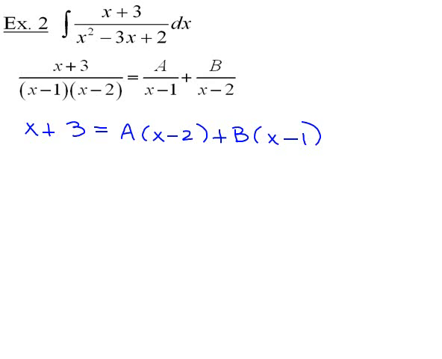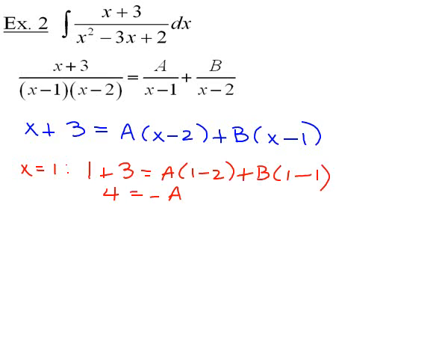From here, you may have seen two different methods of solving for the constants. One method is to simplify the right-hand side and gather the like terms together. Instead of this, I usually prefer to substitute numbers in place of the x's, hoping to eliminate one constant and solve for the other. For example, if I let x equal 1, I can see that the B will drop from the equation. 1 + 3 = A(1 - 2) + B(1 - 1). So A equals negative 4. Substituting 2 for x causes the A to drop from the equation, so B equals 5.